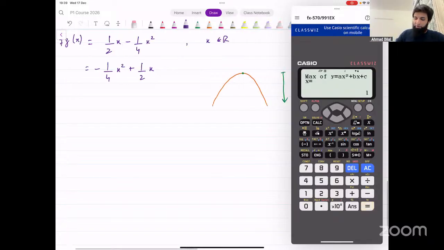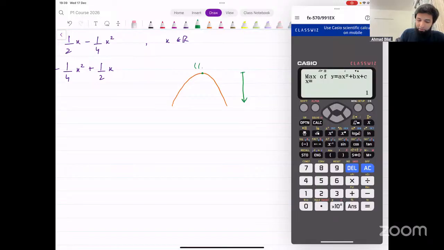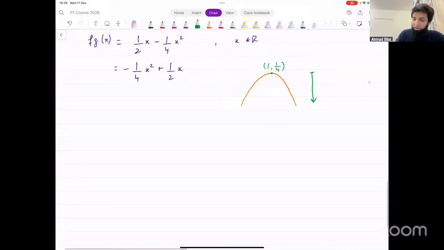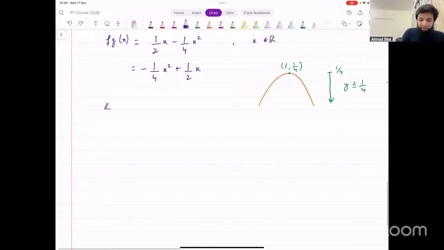The x coordinate of the turning point is 1. And the y coordinate of the turning point, that's 1 over 4. Okay, so that's the turning point. What's the range going to be then? Everything below this number on the y-axis, this is 1 over 4, right? So the range would be y less than or equal to 1 over 4. Y equal to, because the turning point is also part of the function, right? So that will be included in the range. We would say the range, therefore, is y less than or equal to 1 over 4. That's our final answer.